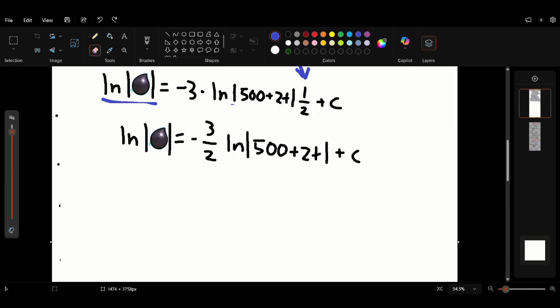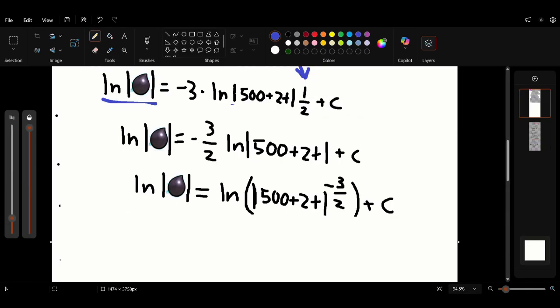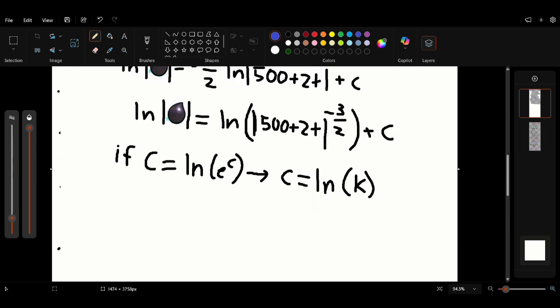And ultimately that is going to turn into ln of the absolute value of 500 plus 2t to the power of -3/2, because of course if you have an outside number being multiplied by the log, it can go into the exponent, and then finally plus c. And here's where we get to start doing tricks, guys. Alright, just like that goblin, we're going to pull some nasty tricks of our own.